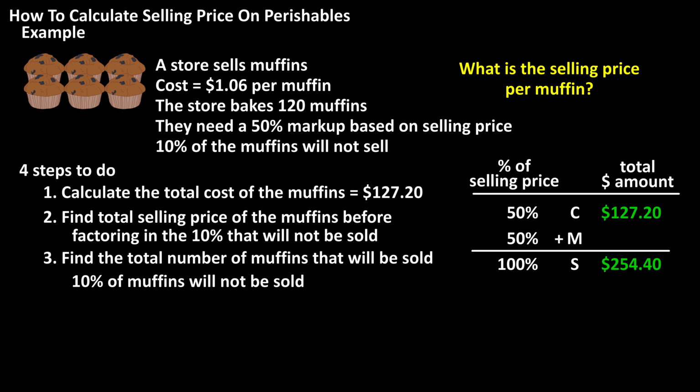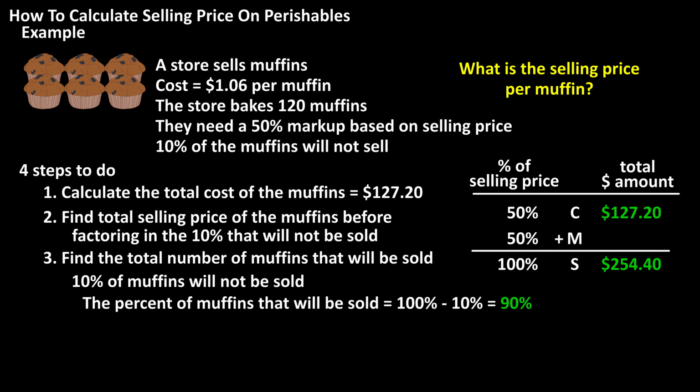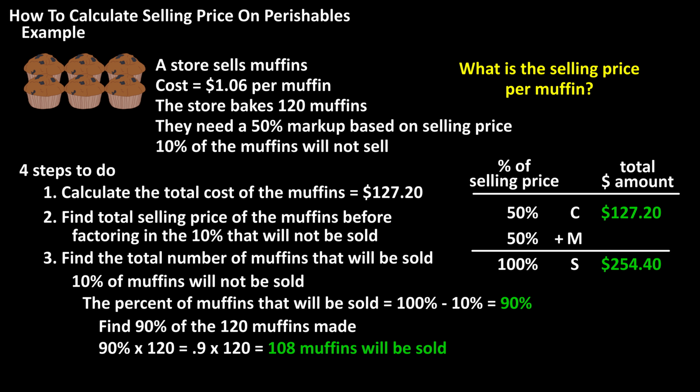Since 10% will not be sold, the percent of muffins that will be sold is 100% minus 10%, which equals 90%. And next we want to find the amount of 90% of the 120 muffins made. This is 90% times 120, or 0.9 times 120, which equals 108. So of the 120 muffins baked, 108 of them will sell, and 12 of them will remain unsold.